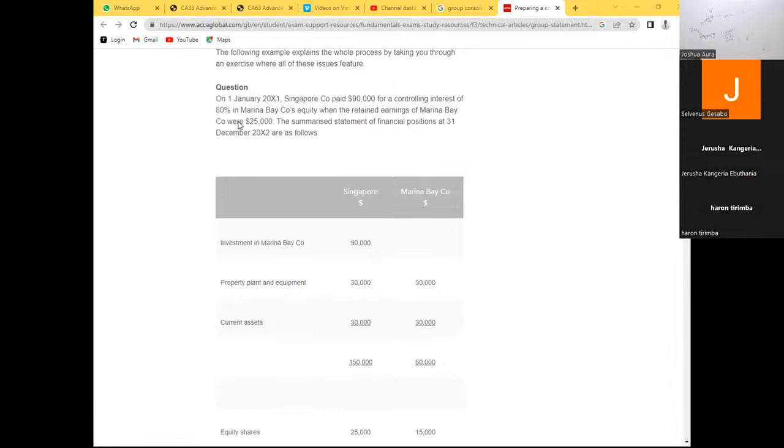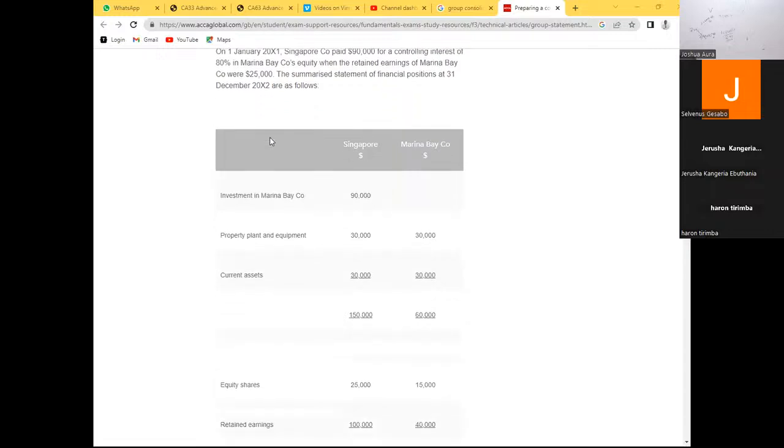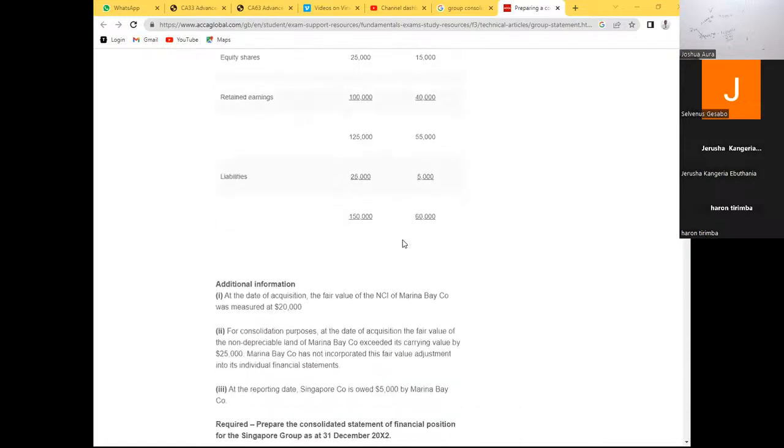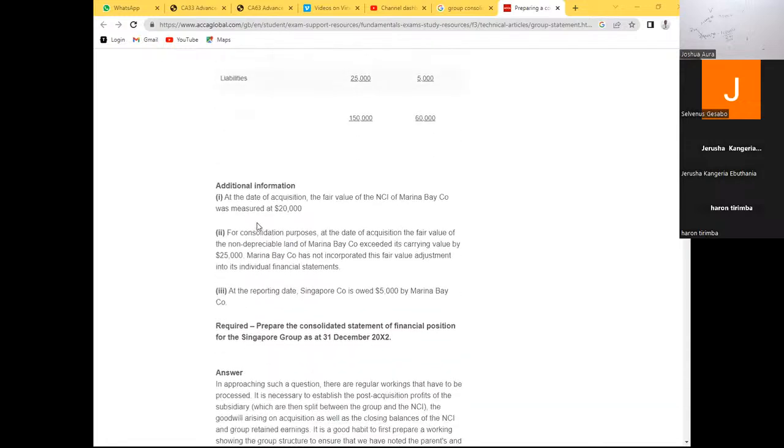The summarized statements of financial position as at 31st December 2022 are as follows. They've given us the investment in Marina Bay, Singapore bought Marina Bay, $90,000. They have property, plant, and equipment, current assets, equity shares, etc. It says that at the date of acquisition, the fair value of the NCI of Marina Bay Company was measured at $20,000.